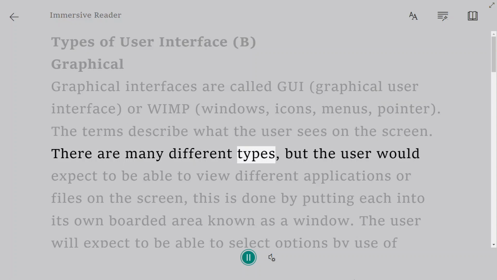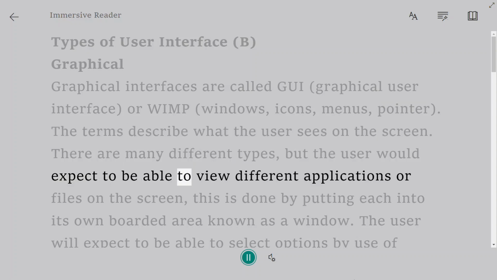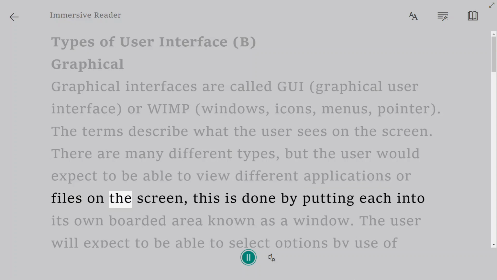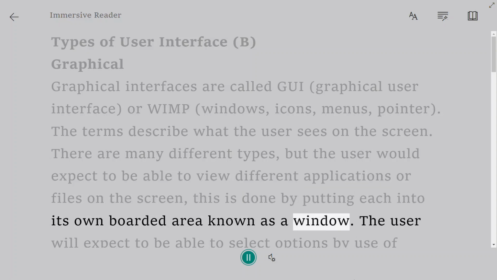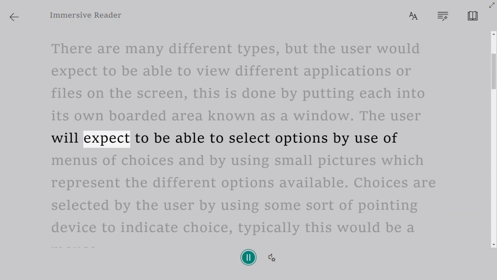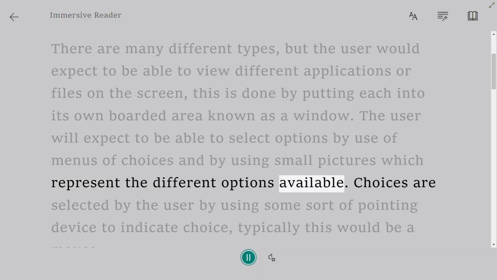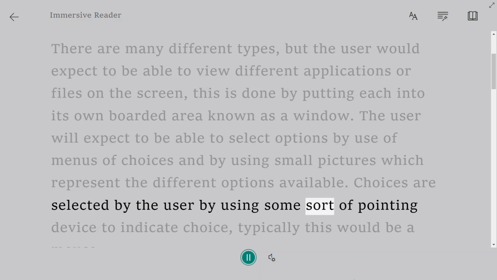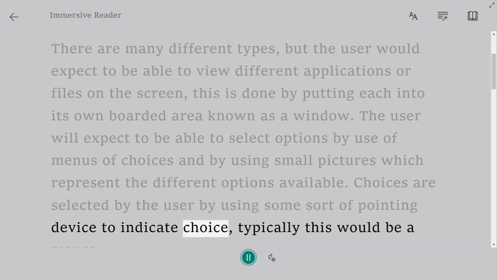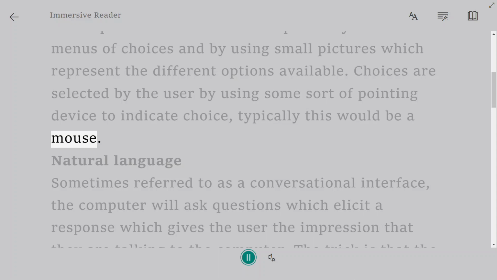There are many different types, but the user would expect to be able to view different applications or files on the screen. This is done by putting each into its own boarded area known as a window. The user will expect to be able to select options by use of menus of choices and by using small pictures which represent the different options available. Choices are selected by the user by using some sort of pointing device to indicate choice. Typically this would be a mouse.